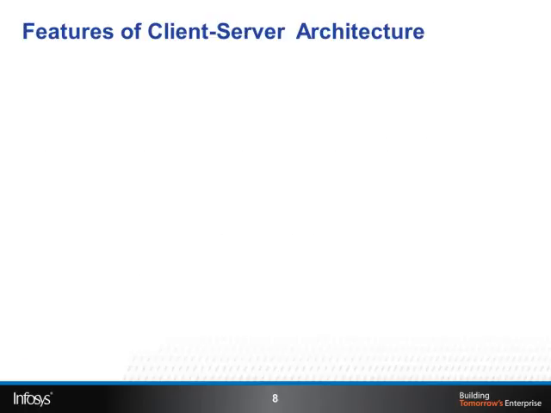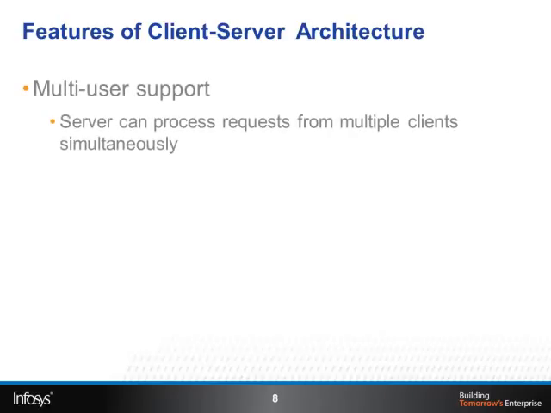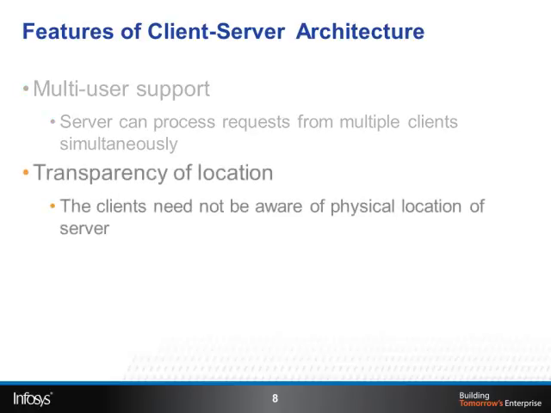We shall now discuss some important features of client-server architecture. It provides multi-user support wherein a single server can handle requests from multiple clients and the clients can share common server resources. Client-server systems also support transparency of location, which means that the client need not know the physical location of the server for getting its requests processed.